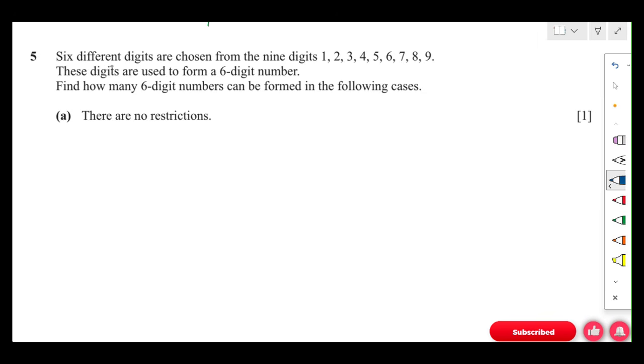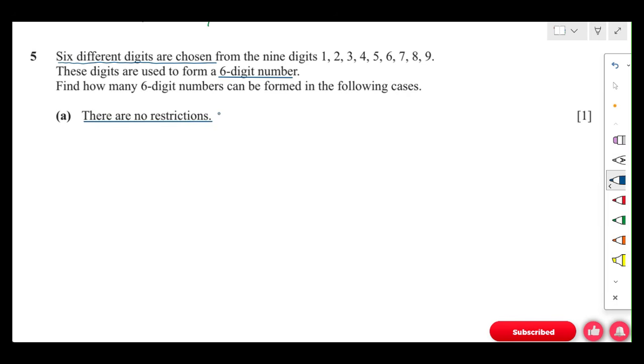Question number 5. 6 different digits are chosen from the 9 digits 1, 2, 3, 4, 5, 6, 7, 8, 9. These digits are used to form a 6-digit number. Find how many 6-digit numbers can be formed in the following cases. Part A, there is no restriction.